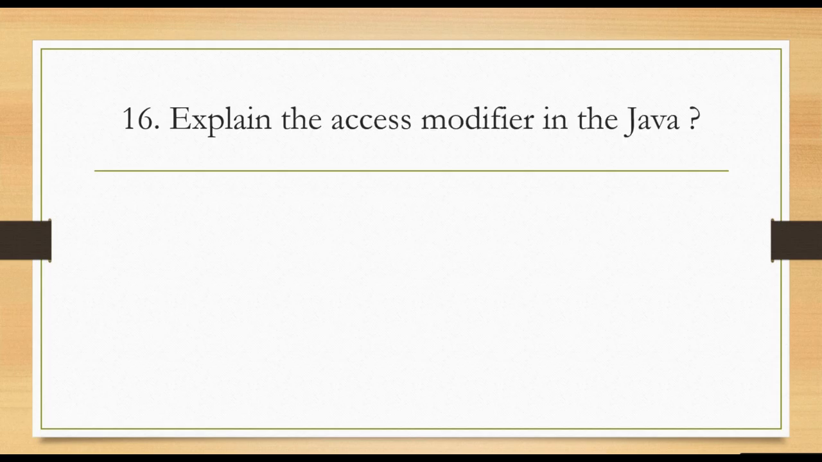So next question we will see: explain the access modifiers in Java. What types of access modifiers are used in Java? There are four types of access modifiers in Java. First one is default, second is private, third is protected, and the fourth one is public. So we will see in detail one by one.